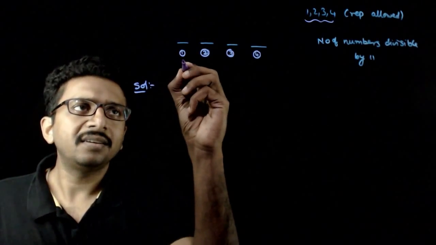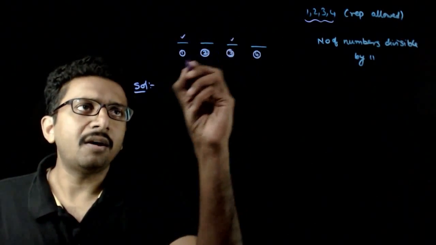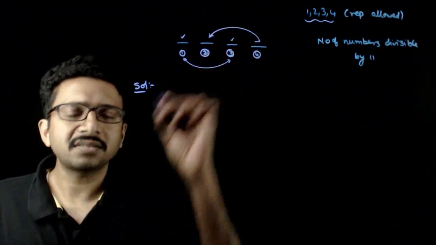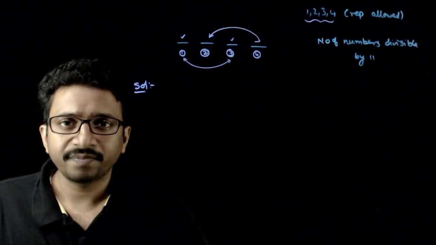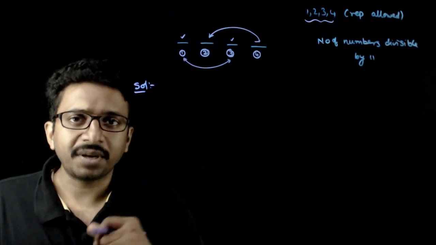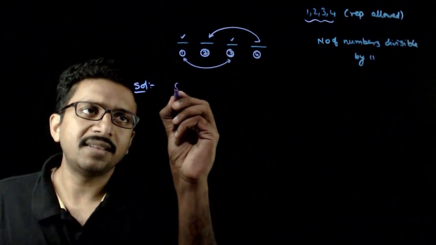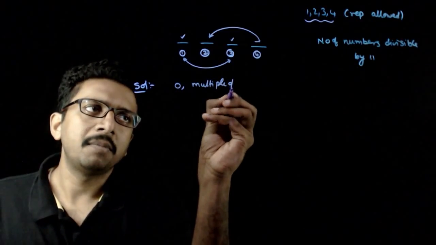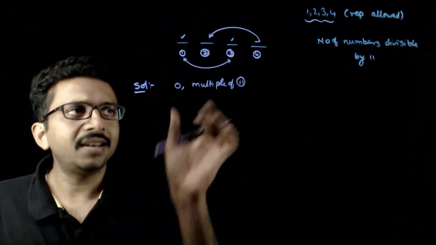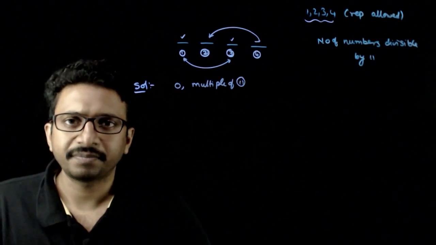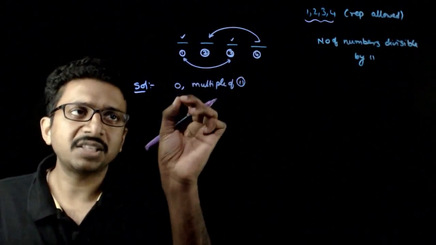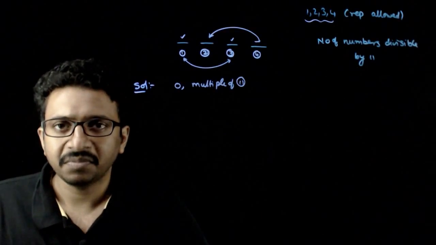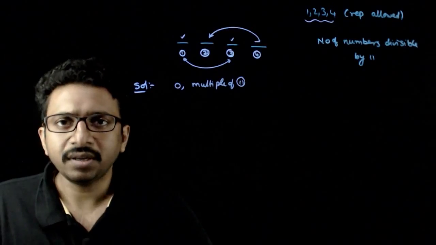The divisibility rule for 11 is something like this. You add the digits in the odd places and you add the digits in the even places. You subtract one from the other. If the number that you get after subtraction is either 0 or a multiple of 11, then the number is divisible by 11. So the difference has to be either 0, 11, 22, 33, and so on. This is the divisibility rule for 11.